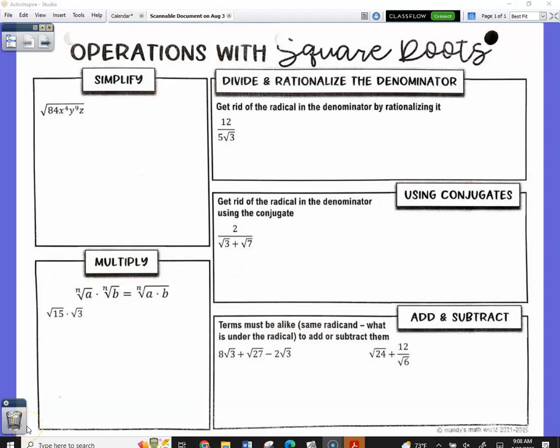Operations with square roots. You've got a little organizer here. We're going to do one example of each because you should know this. This is from Algebra 1. That might not be Algebra 1, I can't remember, but that's definitely Algebra 2.